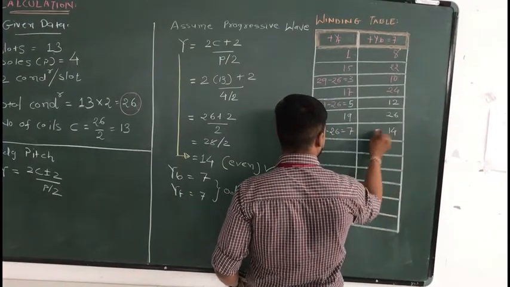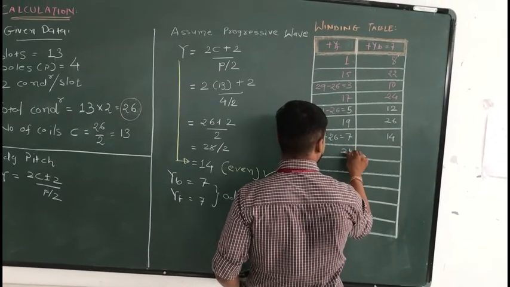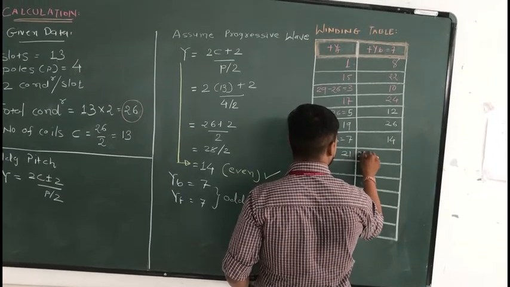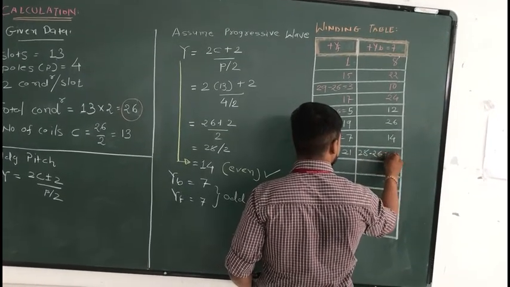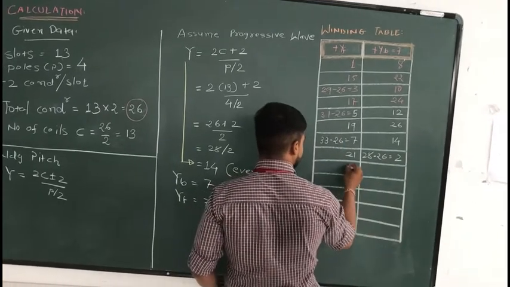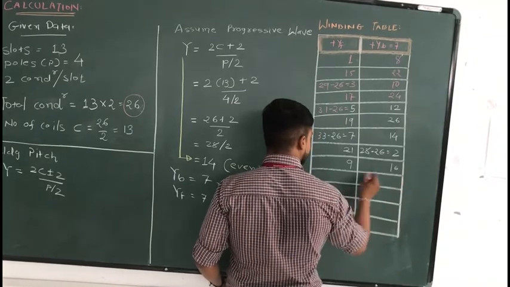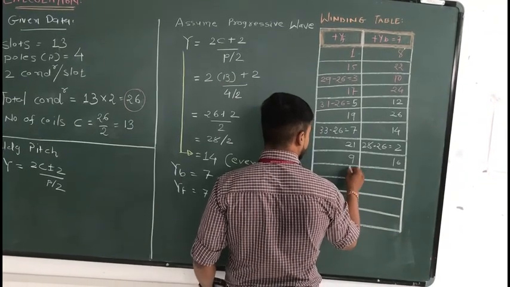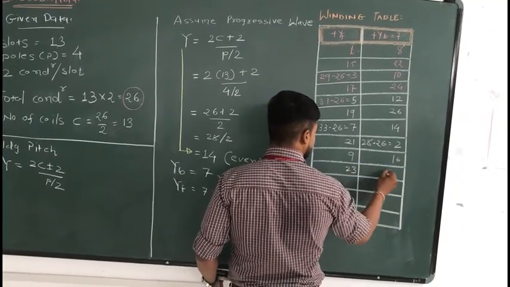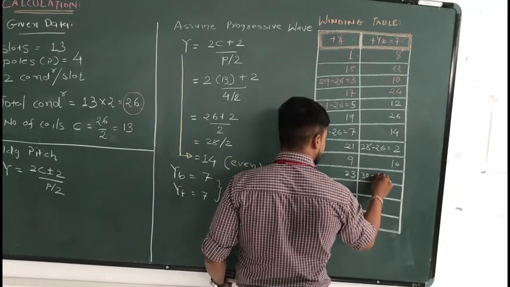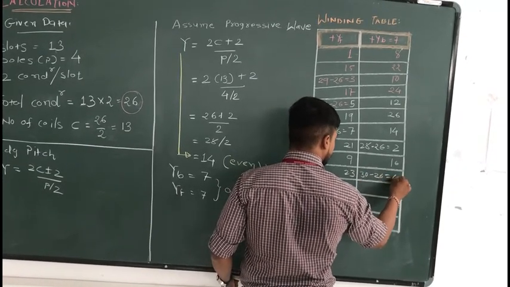7 plus 7, 14. 14 plus 7, 21. 21 plus 7 is equal to 28. Minus 26 is equal to 2. 2 plus 7 is equal to 9. 9 plus 7 is equal to 16. 16 plus 7 is equal to 23. 23 plus 7 is equal to 30. Again 30 minus 26 is equal to 4.